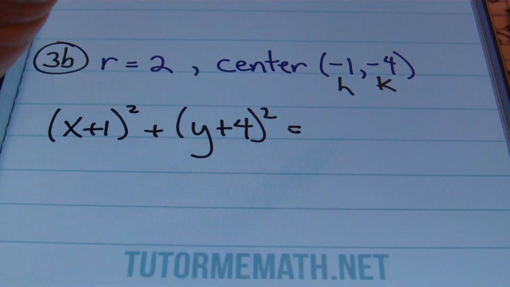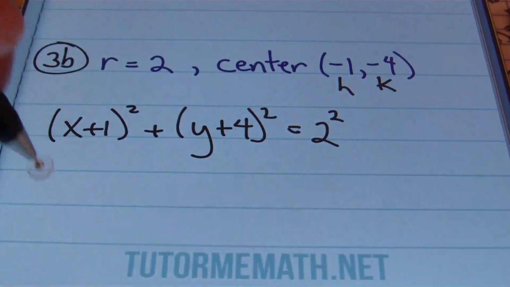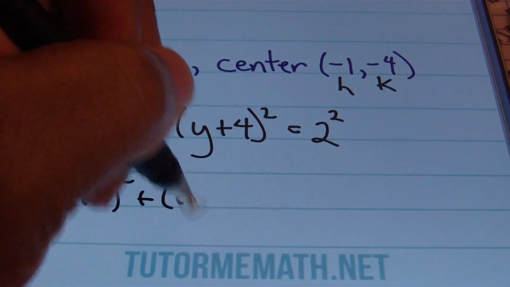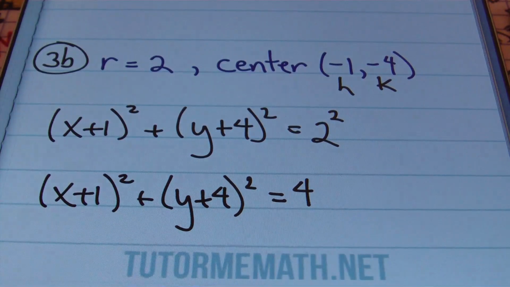How did we get that? We took the opposite of negative 4 and we wrote it as y + 4 inside of our parentheses for our center radius form. And finally, we'll have the radius squared. So remember that radius, this value of 2, is going to be squared. And so your final result here is going to be (x + 1)² + (y + 4)², which equals 4. And this is your answer right here for your center radius form.